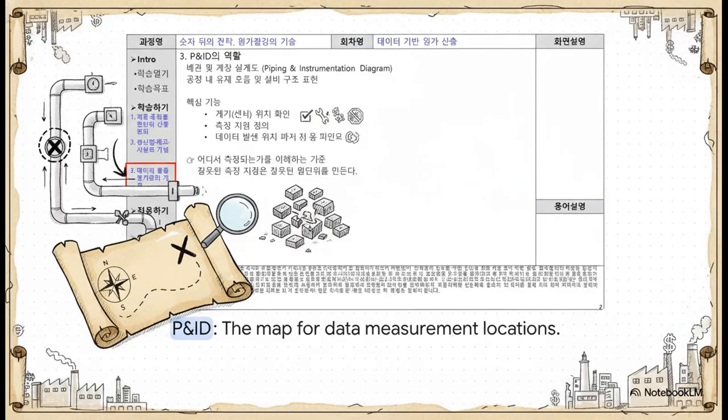First up is the P&ID, which stands for Piping and Instrumentation Diagram. Think of this as the master treasure map for your data measurement locations. It dictates exactly where every single flow meter, pressure gauge, and temperature sensor is placed on the physical pipes. Now, if this map is wrong, like if a sensor is installed on the wrong location, all subsequent data is hopelessly compromised right from the get-go. You just can't fix bad physical placement with good software.